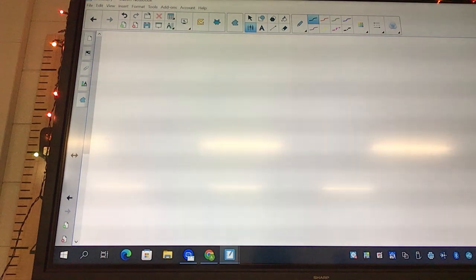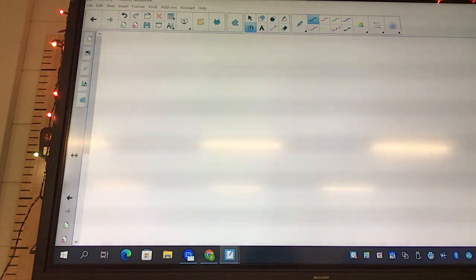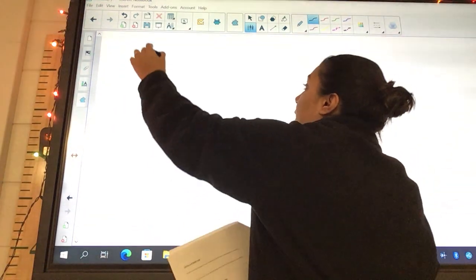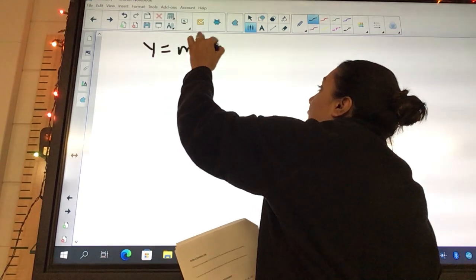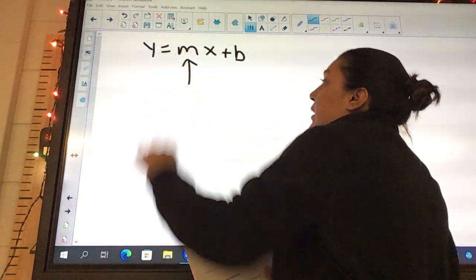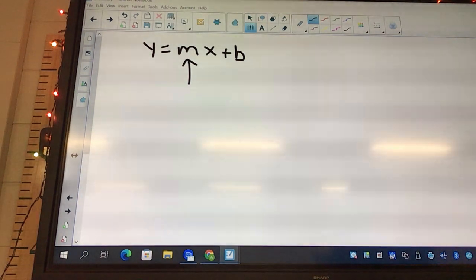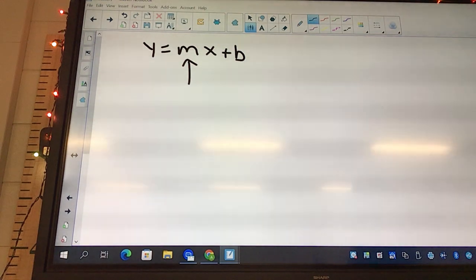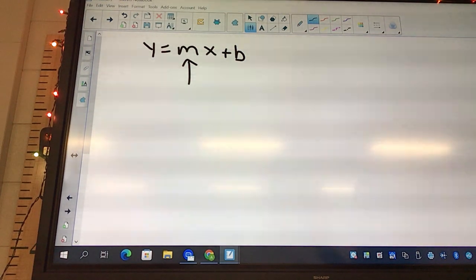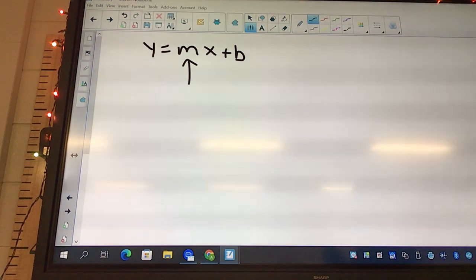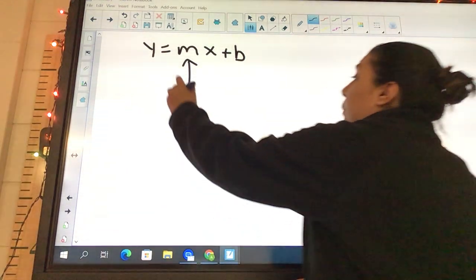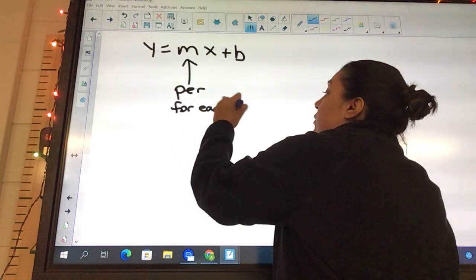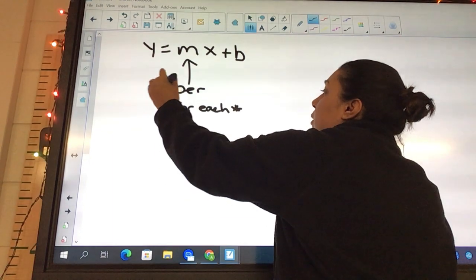The price P of a sub sandwich is $5.75 plus 65 cents for each additional topping. Somewhere on here, write some notes. This is what your equation should look like: y equals mx plus b. What is our m? What does the m stand for? It's the per, or our for each. Those are the keywords that you're going to see, and that lets you know that that's what goes there.